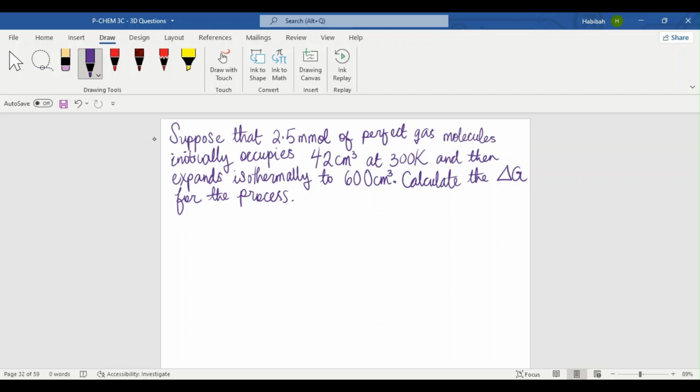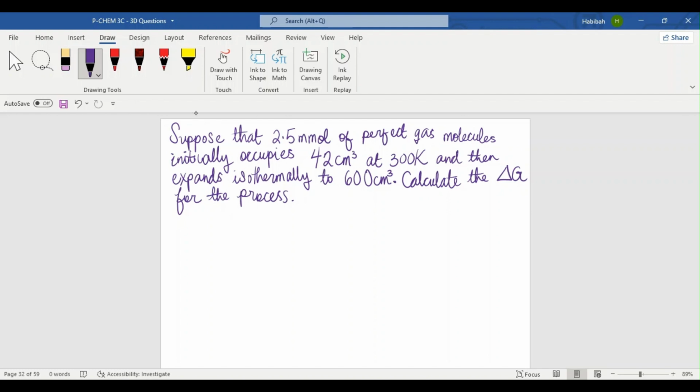Today we're going to be doing the question on the screen that says: suppose that 2.5 millimole of a perfect gas molecules initially occupies 42 centimeter cubed at 300 Kelvin and then expands isothermally to 600 centimeter cubed. Calculate the change in Gibbs energy for the process.